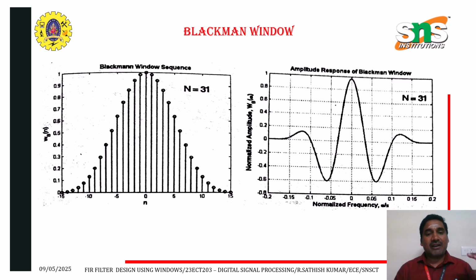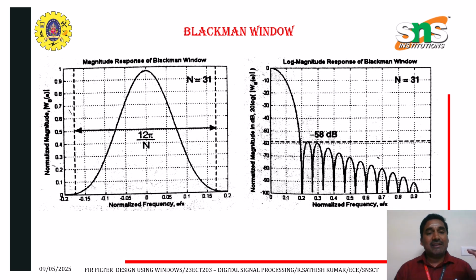This is the Blackman window sequence with the given sequence where N is equal to 31. While taking the amplitude response of the Blackman window, we can get the response like this. While taking the magnitude response of the Blackman window, we can get the main lobe width as 12 pi by N. While taking the log magnitude response of the Blackman window, we can get minus 58 dB with respect to normalized magnitude and normalized frequency.